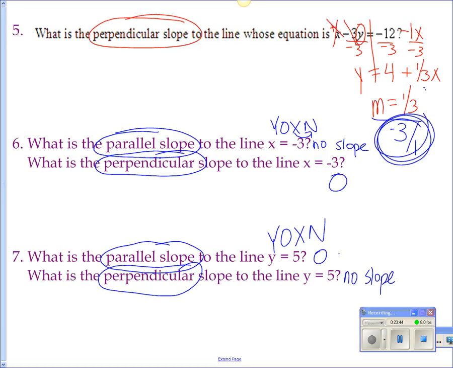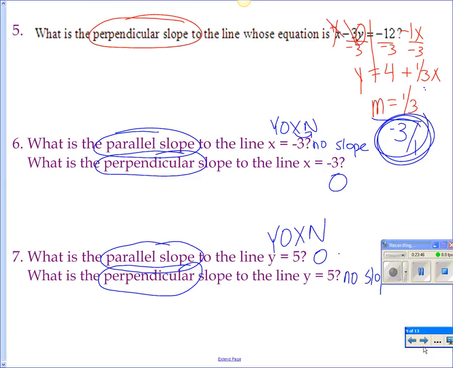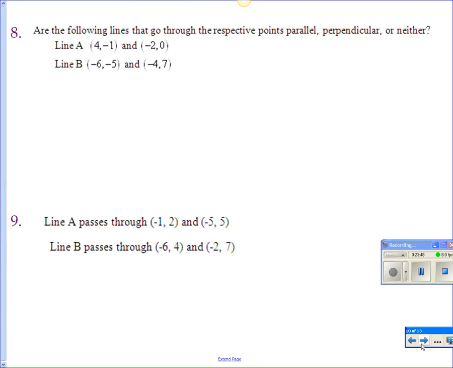All right, 3 more. We're almost done. Stick with me. All right. Number 8, are the following lines that go through the respective points parallel, perpendicular, or neither? So I have 2 points. Raise your hand for an extra credit point if you can tell me what you think we're going to do.